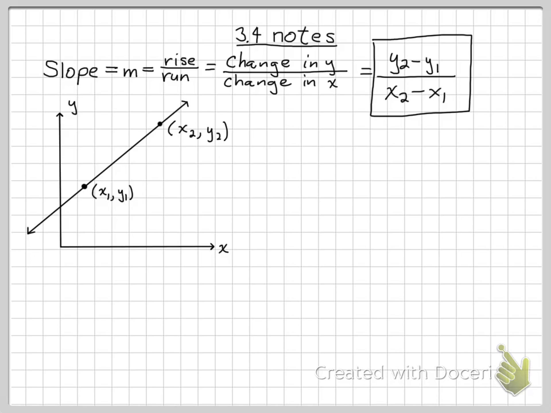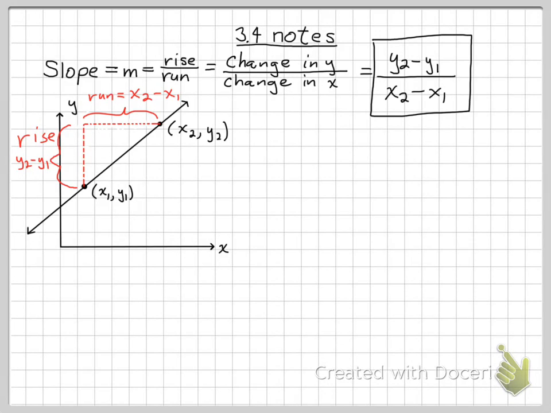So if you look at it this way, to get from this point to this point, what you're doing basically is going up and over. So you have the rise, which is y2 minus y1, over the run, which is x2 minus x1.